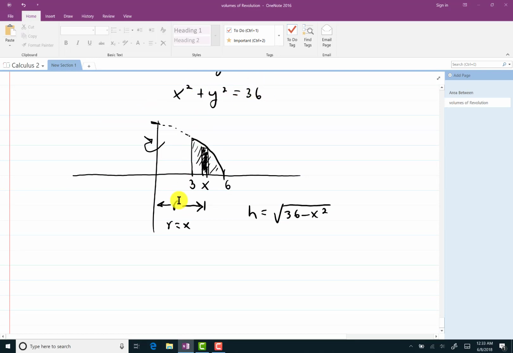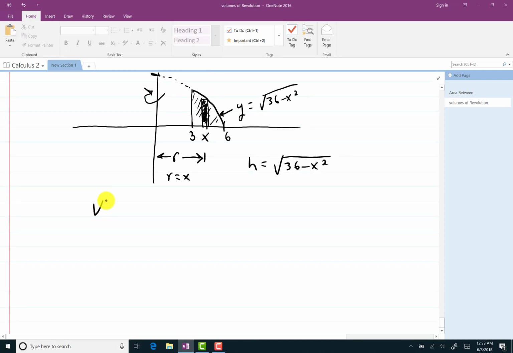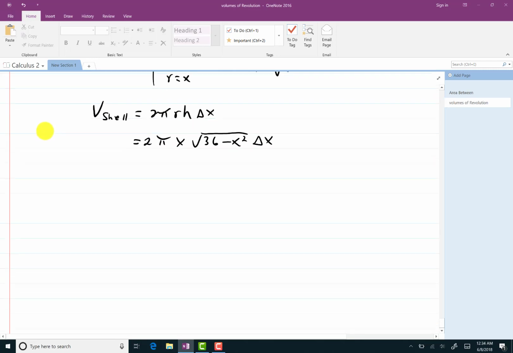And a good reason to only work in the first quadrant is so I don't have to worry about plus or minus and that kind of business. So remember, the equation of that graph is y equals the square root of 36 minus x squared. All right. So the volume of a shell equals 2 pi r h delta x, which is 2 pi, r was x, h is that stuff, delta x, and this lends itself very nicely to the volume of the solid.